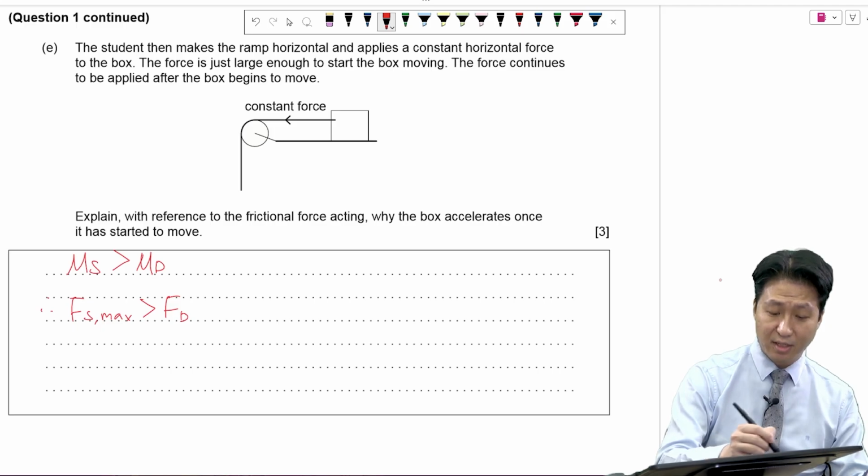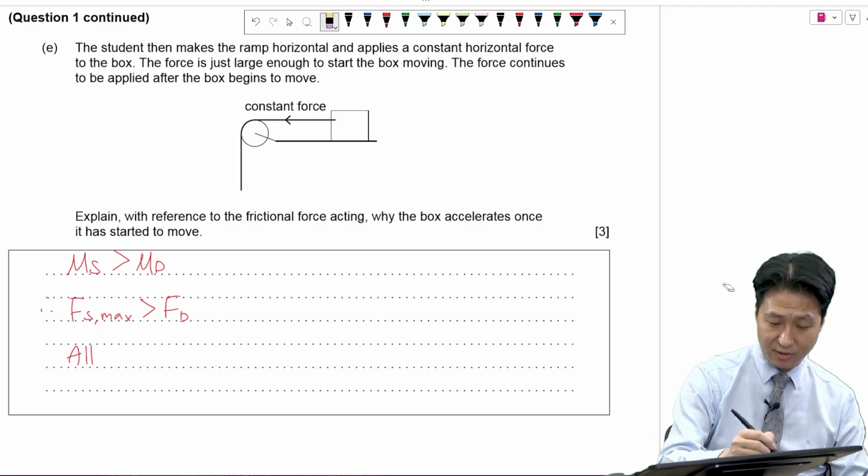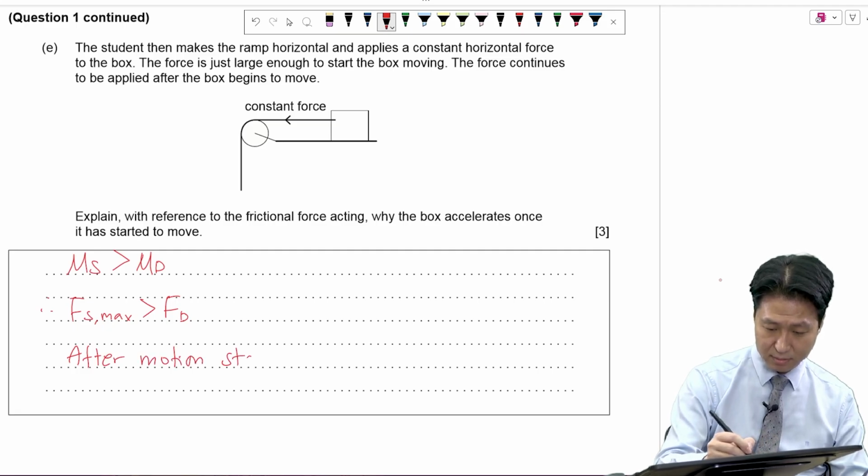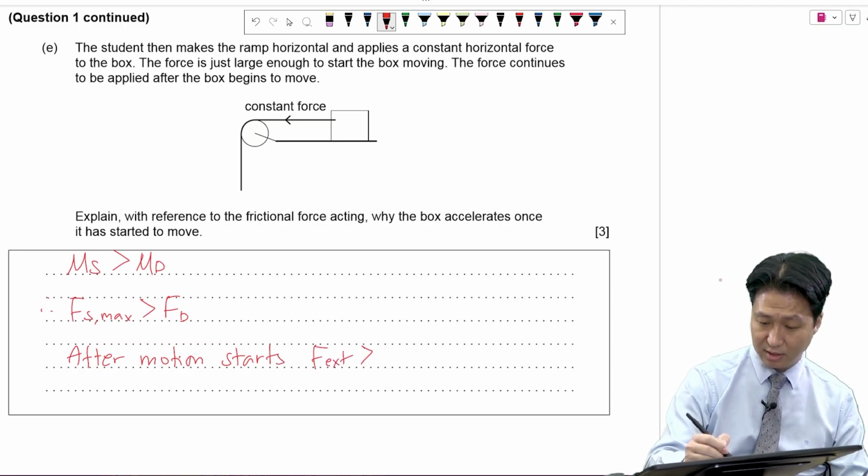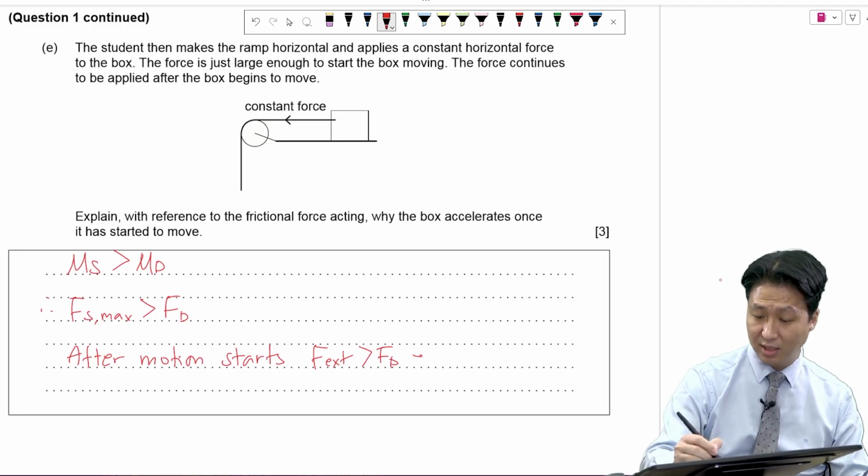Therefore, after it starts moving, so after motion starts, the external force is greater than the dynamic friction force, which means the net force is greater than 0.